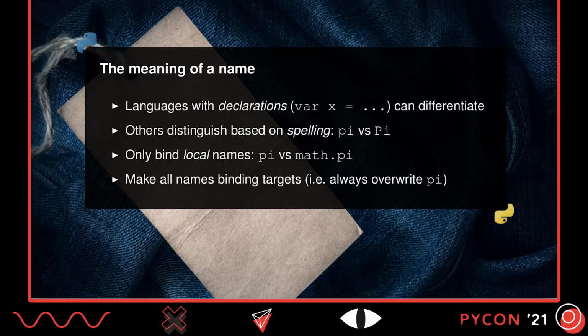Another approach is to just bind local names and say that if pi as such is just a local variable, we bind it to the value that x has at that point, whereas if we write math.pi, what we mean is to use the value that's provided by this external symbol, a symbol from a different module or namespace or whatever. And finally, we could just say we make all names binding targets. So irrespective of whether we write pi or math.pi or anything else, we always bind that symbol to the value that x has at that point.